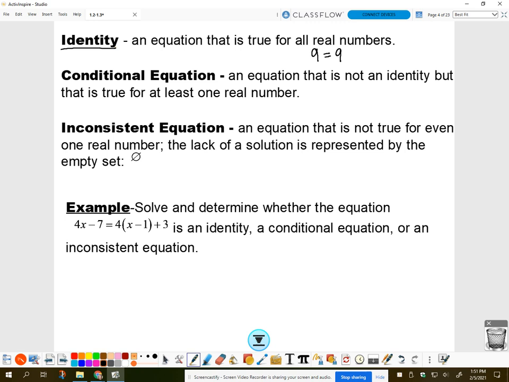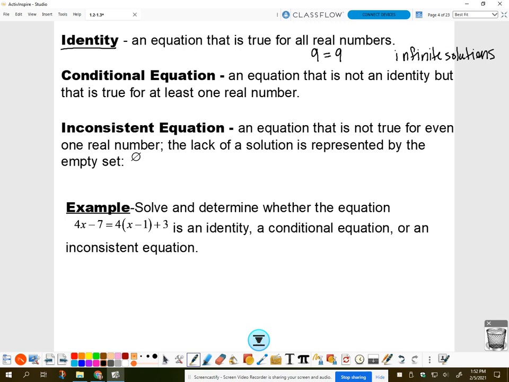Alright, so if you get infinite solutions, your variables disappear, they add to 0, they go away, and you get a true statement. You have infinite solutions. That's considered an identity.